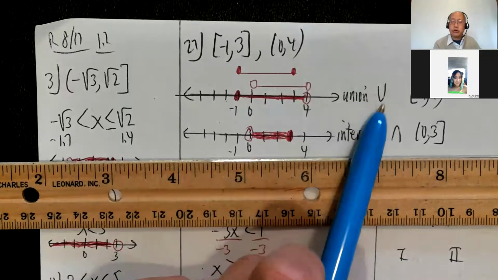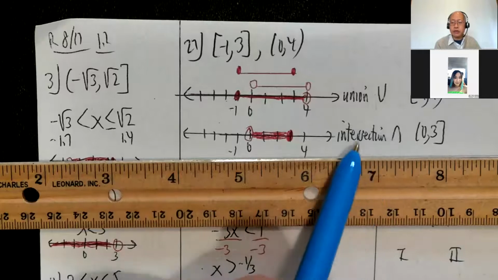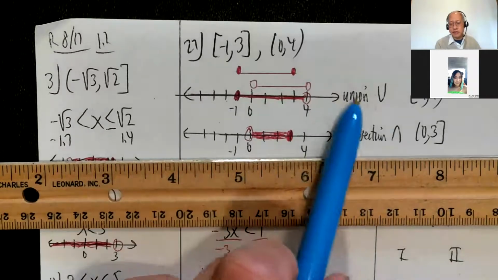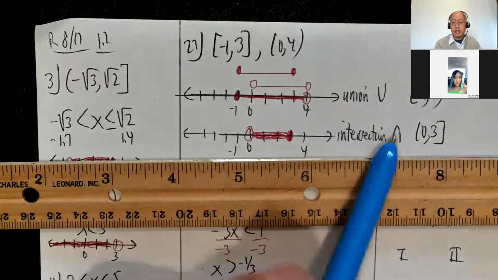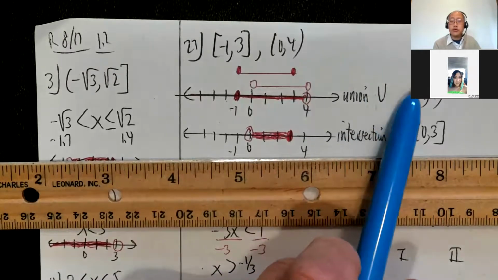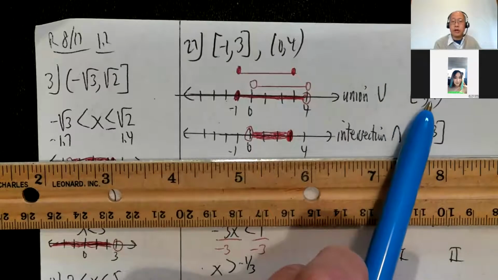Okay. We use U for union, upside down U for intersection. That's pretty easy because union starts with U. So here's intersection.